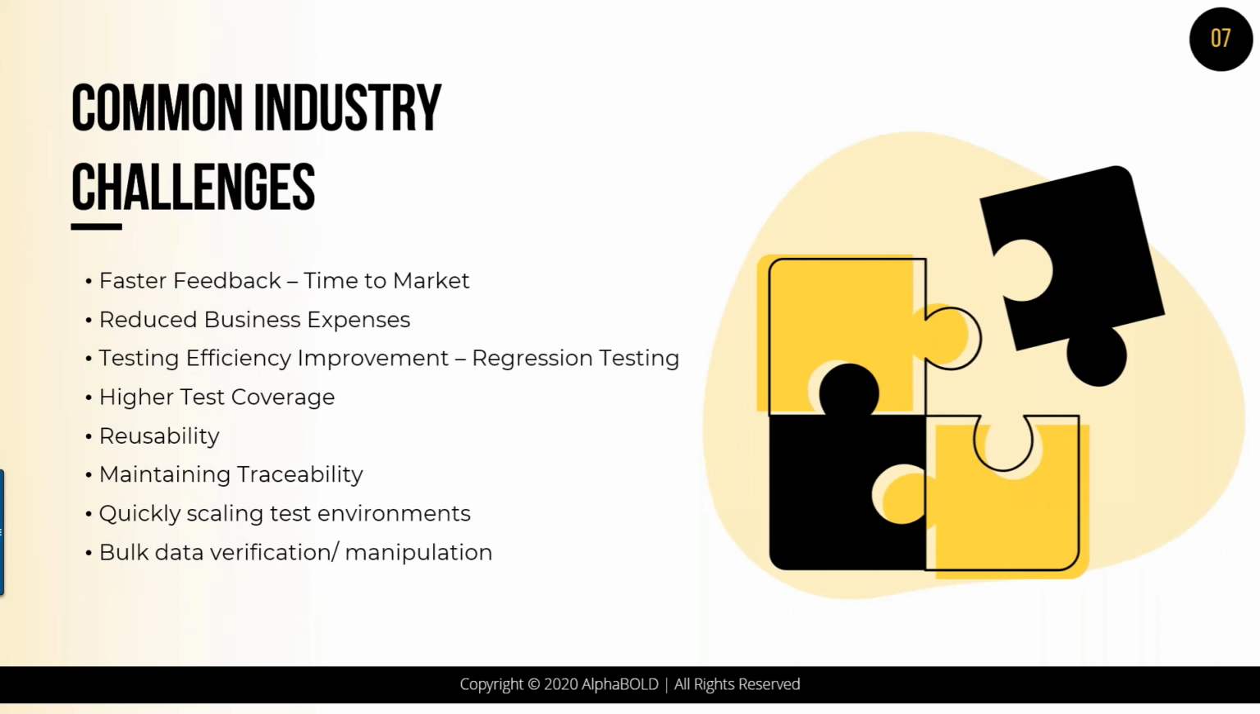Reusability means that they have developed some testing standards and they want to use them over the different applications they are developing. They have to maintain traceability from the requirement phase of the application to the deployment phase, and the environments are quickly scaling. Last but not least, nowadays they have bulk data verification and manipulation. For that, human intervention becomes more critical because it is error prone and people might make mistakes. But once the machine is trained and the automation framework is developed, bulk data verification is no pain.